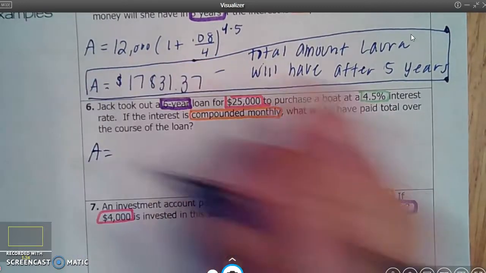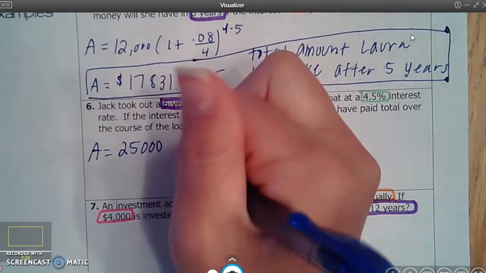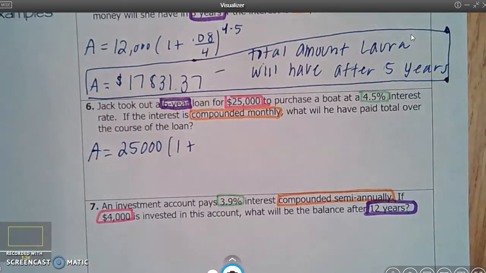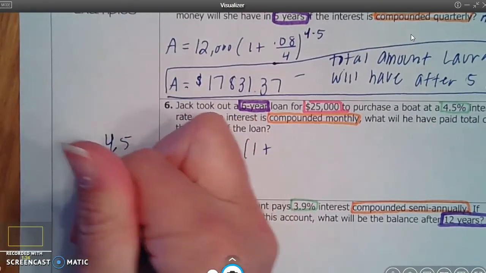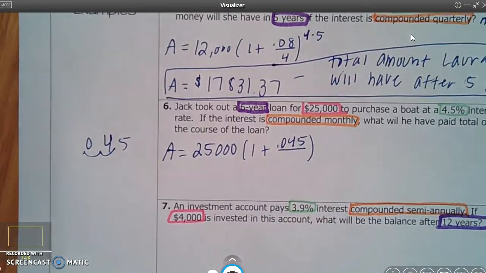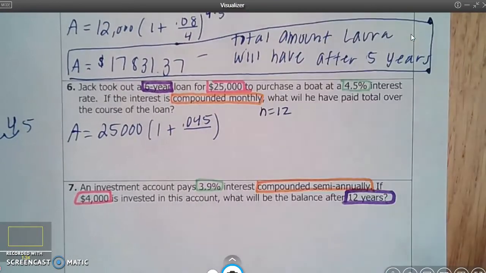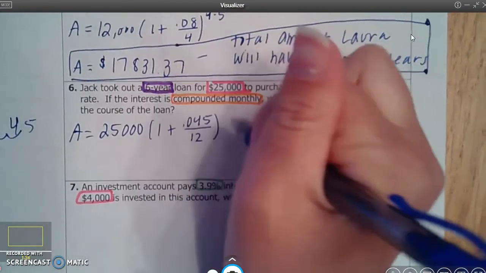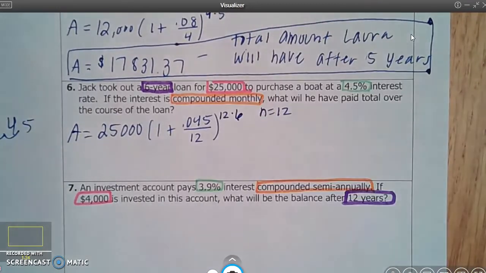So to get started, I bought a boat for $25,000. That's my initial or principal amount. It'll be 1 plus my rate of 4.5. You have to take your 4.5 and move it over to the left, so it means it'll be 0.045. I am compounding monthly. So how many months are there in a year? In this case, N will be 12. So my 12 will go here as well. And I'm doing this for a 6-year loan, so I'll multiply that by 6.